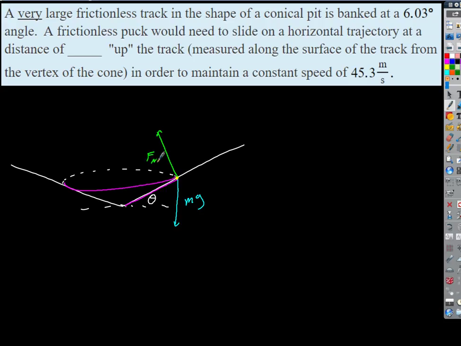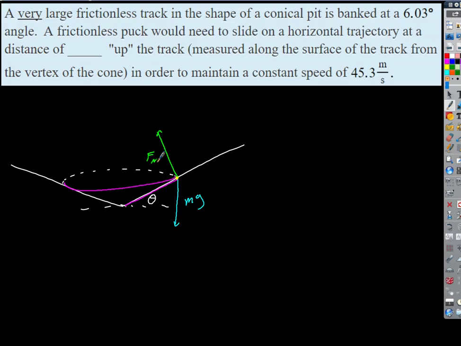And what reference frame are we going to use here? Parallel and perpendicular, or X and Y? You tell me. Don't you want to use X and Y? You do. You have to use horizontal and vertical. And how come? Because you have an angle.